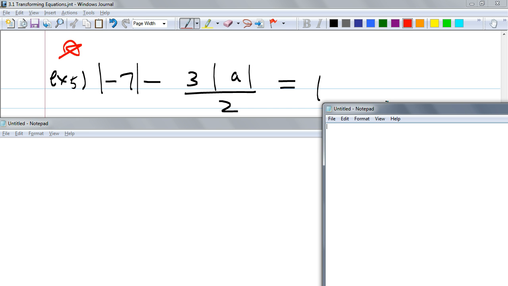Here's example 5. It says absolute value of 7 minus 3 times absolute value of a over 2 is equal to 1. And I put a star on this because it looks kind of complicated, doesn't it? It's got many absolute values. But it turns out it's not that complicated. As you write this down, what should we do first in this problem?